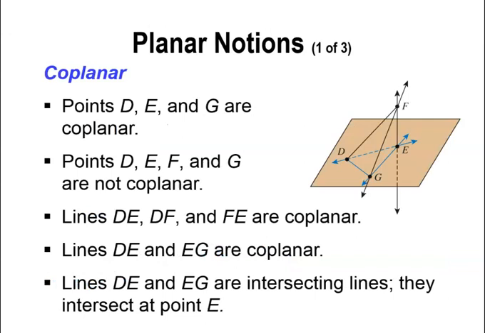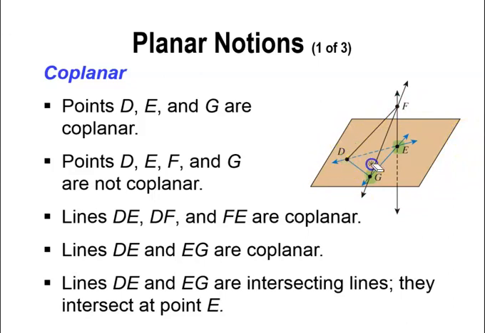Okay, next let's define coplanar. Coplanar means they all lie within the same plane. And again, what are you thinking about a plane? Maybe a piece of paper, a tabletop. It's just a two-dimensional space. So let's go through each of these and make sure we're clear on this. Points D, E, and G are coplanar. Let's find them. So here's point D, E, and G. They all lie within the same plane. You see, they're all on that same piece of paper or tabletop.